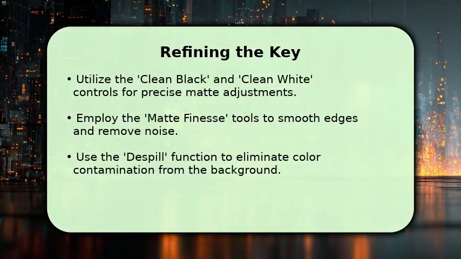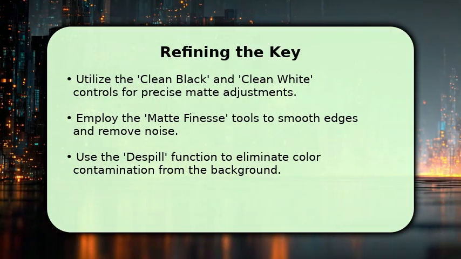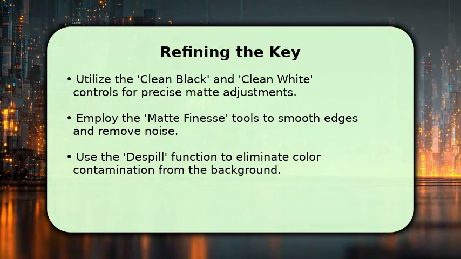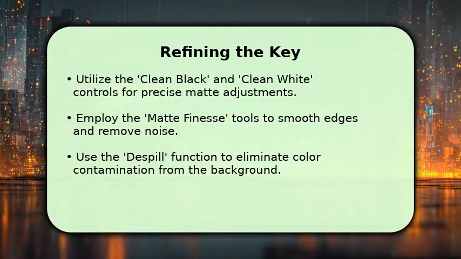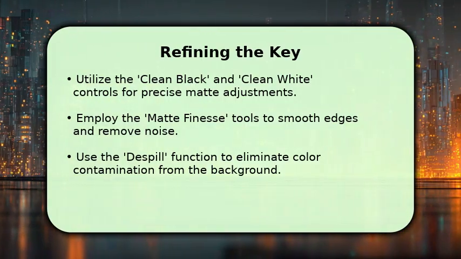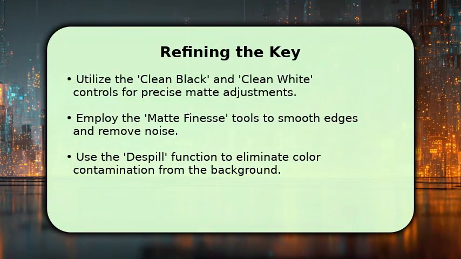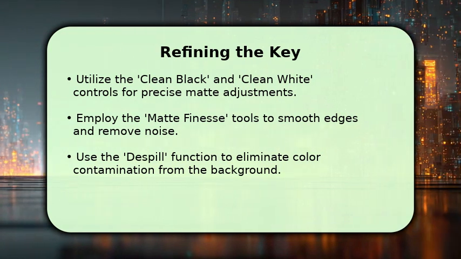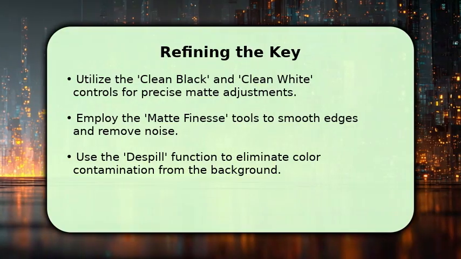Once you have a basic key, it's time for refinement. Use the clean black and clean white sliders to tighten your matte, pushing the black areas to pure black and white areas to pure white. The matte finesse section offers powerful tools like softness and shrink/grow to fine-tune edges, making them look natural. Remember to constantly check your alpha channel by pressing it to ensure a clean separation. These adjustments are vital for a professional-looking composite.